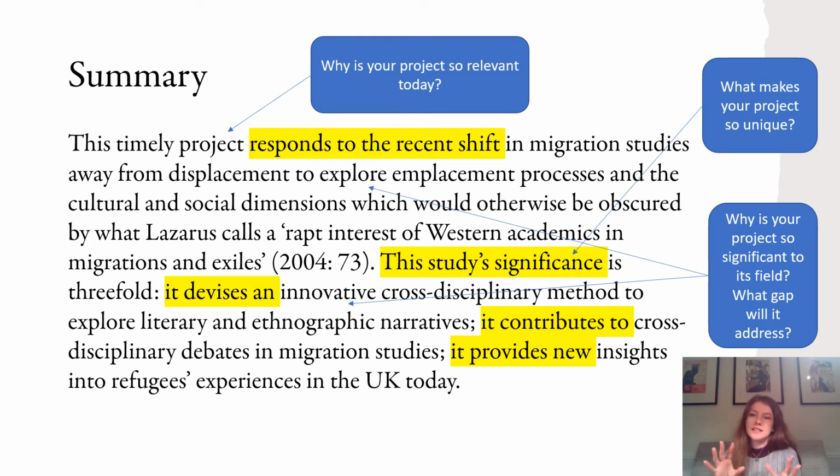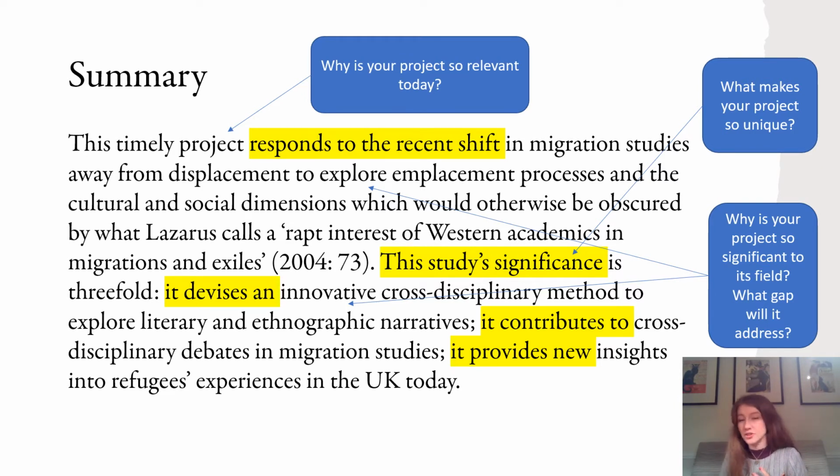Next, you need to consider what makes your project so unique. Again, it's about placing your project, and that's the third point I've got on here. Why is your project so significant to its field? That also might cross over with why it's unique.